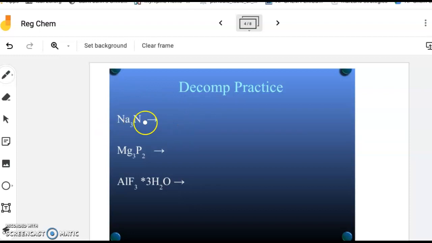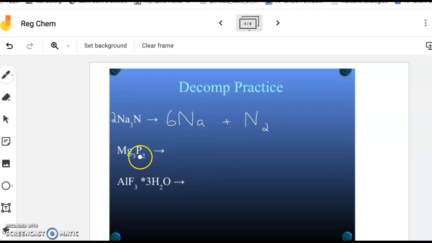Okay, so for these 3 now, again, we're going to separate these first couple into elements. So we have sodium, and we have nitrogen. So nitrogen is a diatomic, so we need the subscript 2. And now we balance this, so we would have to have a coefficient 2 to balance the nitrogens. And then that gives us 2 times 3, so now we have 6 of these sodiums, so we need a coefficient 6 right there.